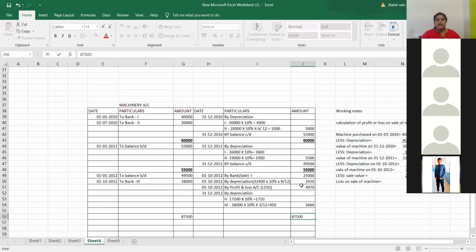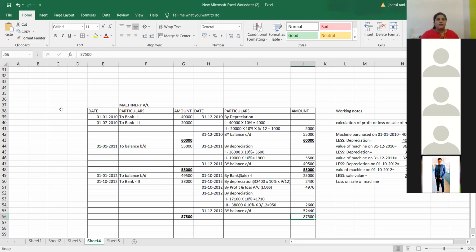that is 32,400 plus 2,660 comes to, and the difference of it will be 52,440. So here our closing balance on 31 December 2012 will be by balance carried down 52,440. So total on both the sides is 87,500 and 87,500.